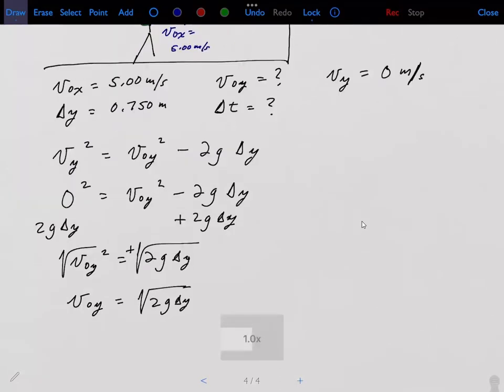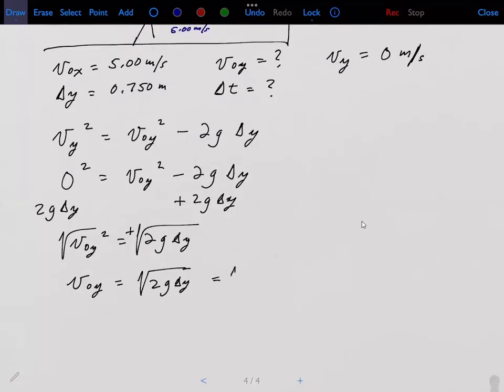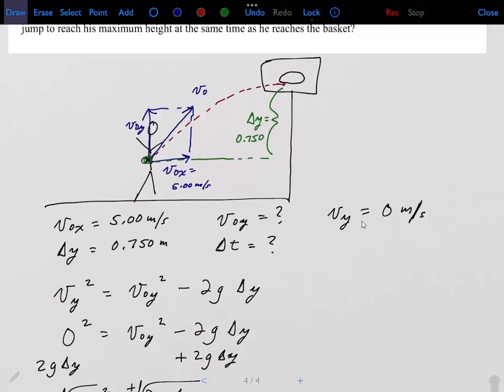Okay, so if we plug in, this is going to be 2 times 9.8 times 0.075. And I want the square root of that. If you work that out, you're going to get 3.83 meters per second. So that is the vertical velocity that he took off at. So this velocity upward is 3.83 meters per second.